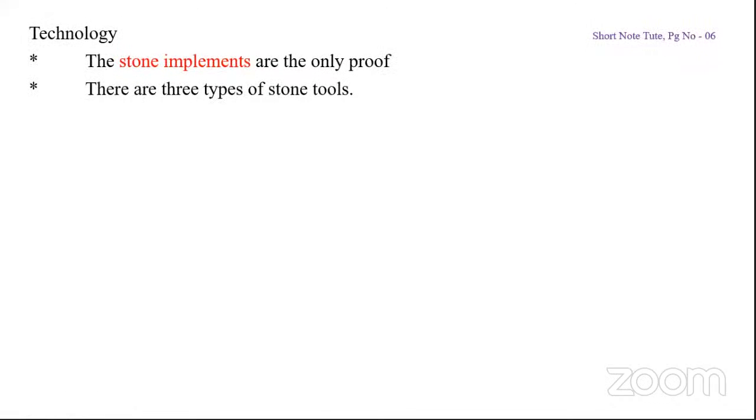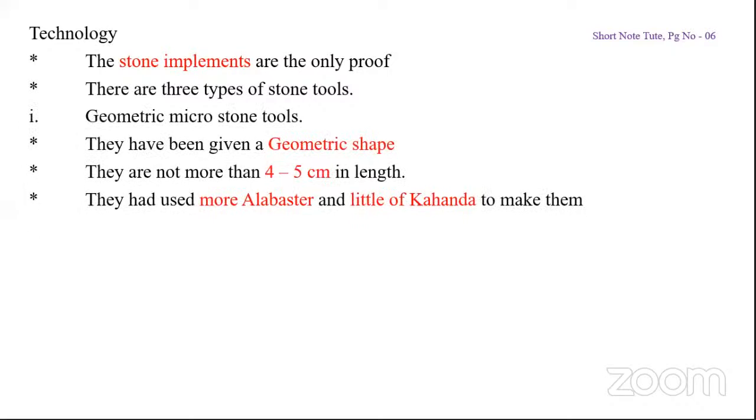Technology. To identify the technology, the only evidence we have is stone implements. Stone implements are the only things that we can use to understand what these people were using. So there are 3 types of stone tools. What are the 3 types?